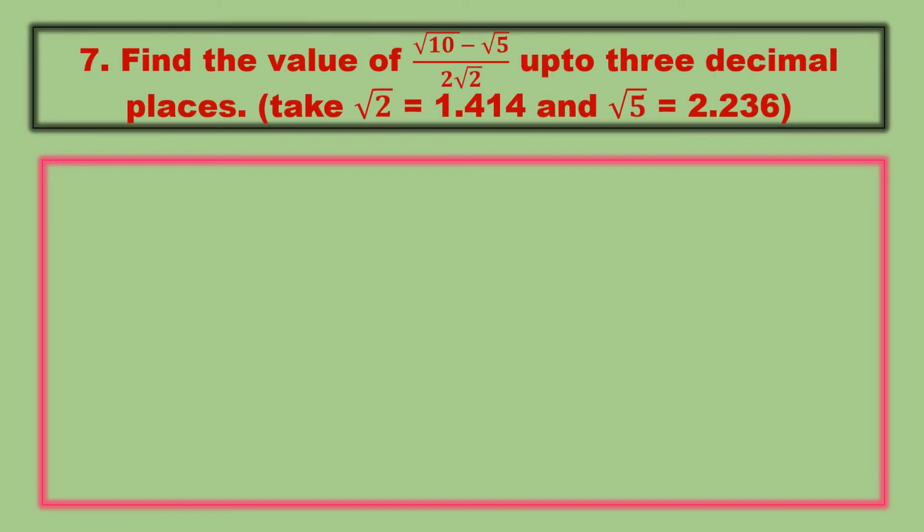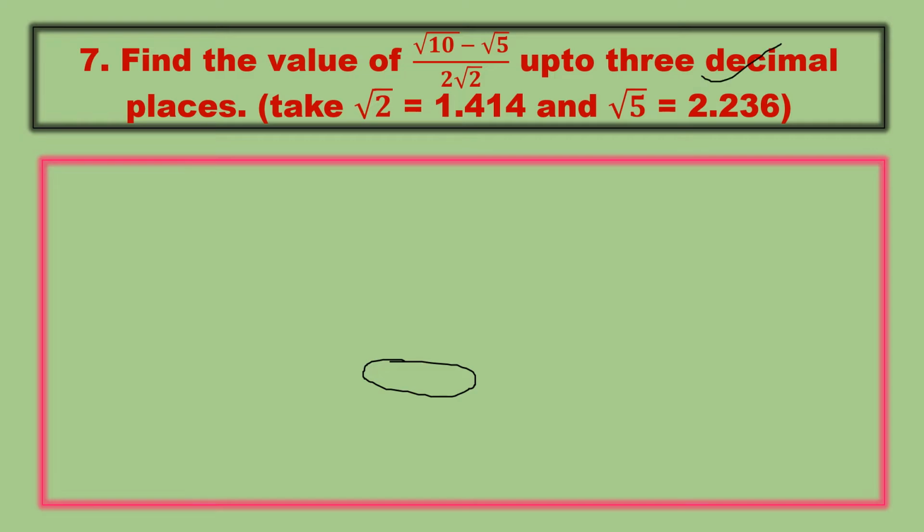So here is your 7th question. Find the value of root 10 minus root 5 by 2 root 2 up to 3 decimal places when root 2 equals 1.414 and root 5 equals 2.236. So he gave the values of root 2 and root 5. We should substitute in this and we should get the answer up to 3 decimals.